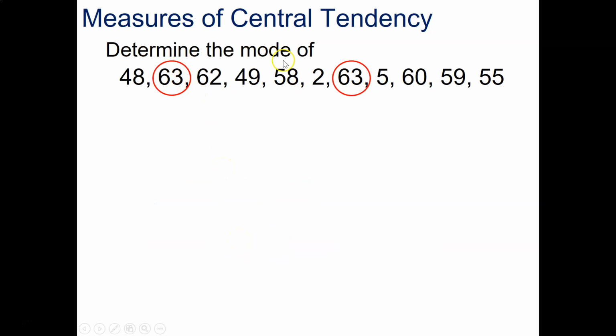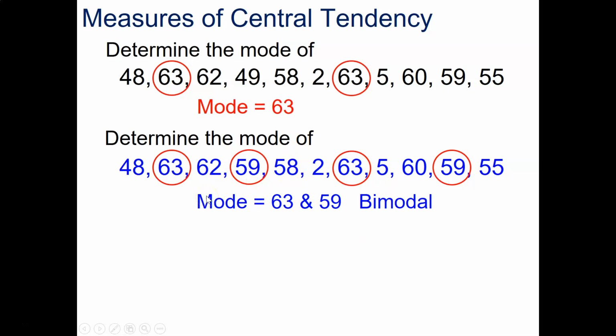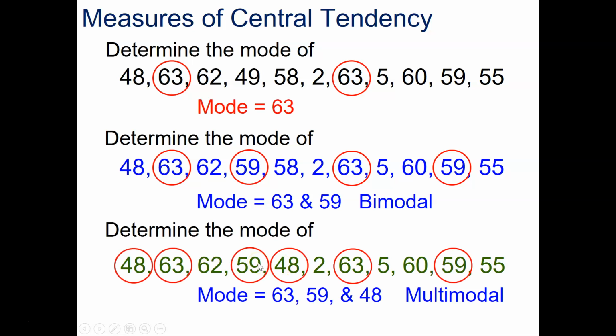So here we have the number 63 occurring twice. So the mode of this data set is 63. Here's another data set. If I want to find the mode of this, I have both 63 and 59 occurring more than once. So this is bimodal. 63 and 59 are both considered the mode of the data. And then here's an example where there are three of them. So instead of bimodal, we could say trimodal or multimodal.